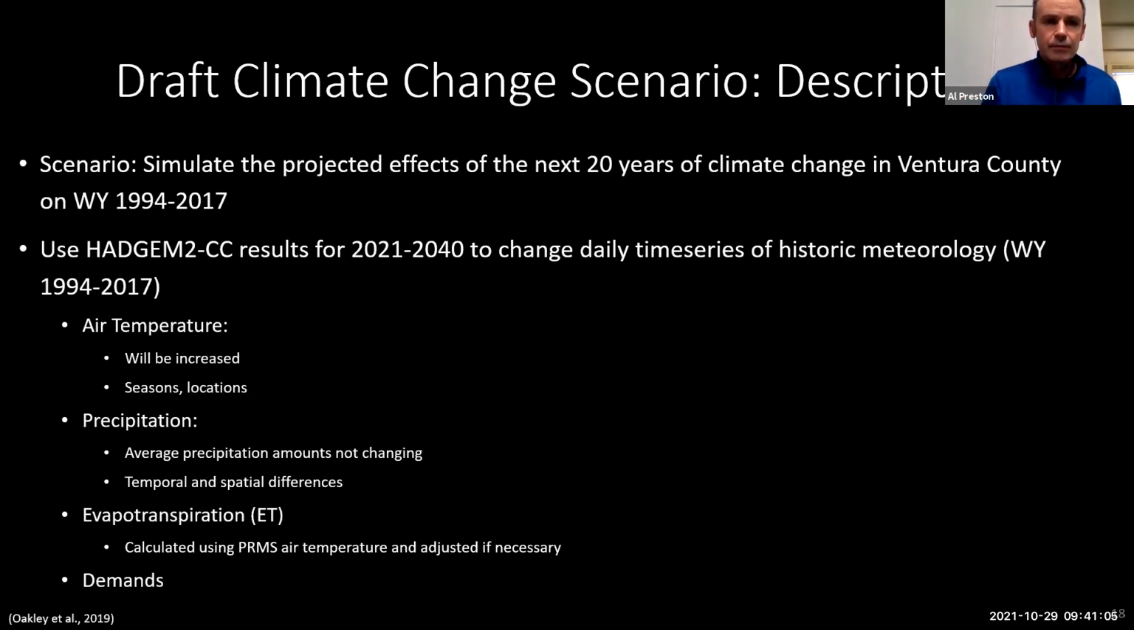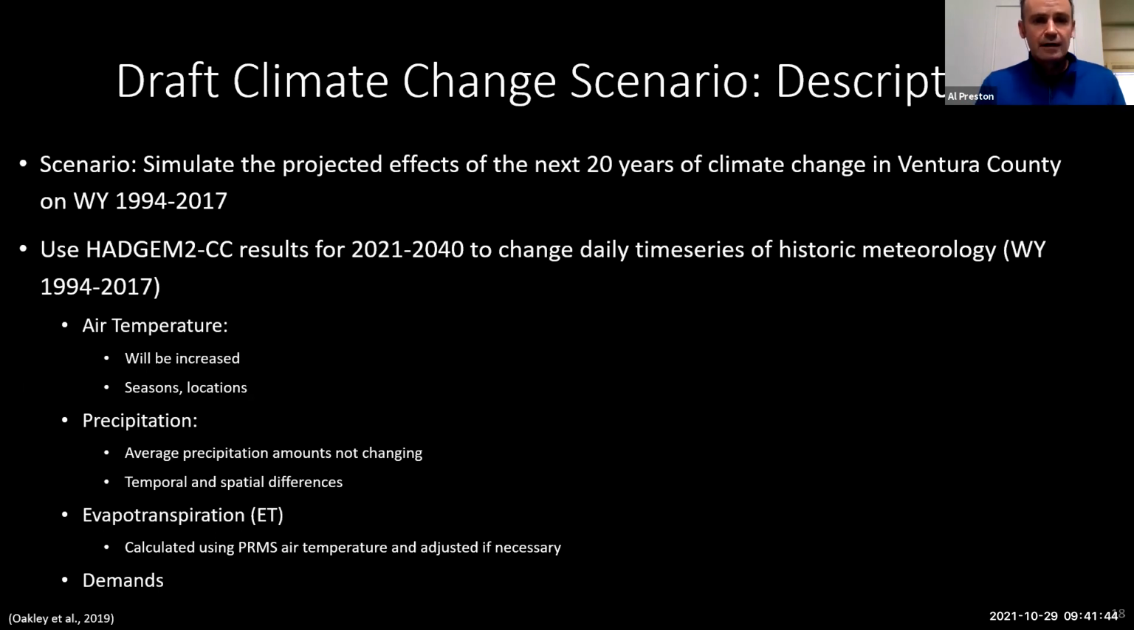The way we implement this in the model is we modify the daily input to the model, which is based on the water year 1994 through 2017 meteorology. We want to do this in a manner that reflects both the spatial and temporal changes indicated by the climate change model. For the air temperature, it's reasonably straightforward. The input into the geoflow model is daily minimum and maximum temperature at about 13 gauge locations throughout the watershed, and the model then interpolates between those gauge locations, also taking into account elevation.